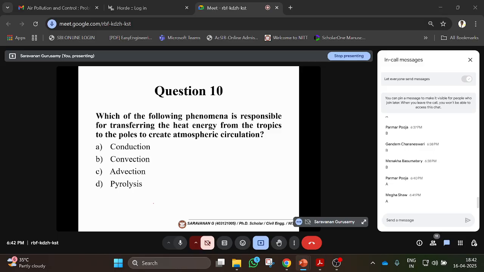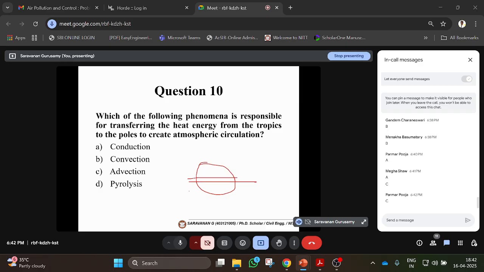Okay, 10th question: which of the following phenomena is responsible for transferring the heat energy from tropics to the pole? On the Earth's surface, this is the tropic region or equator, and polar regions are here. So the heat is moving from here to here, and again here to here. This circulation is happening, right? Same, tropic to polar, polar to tropic.